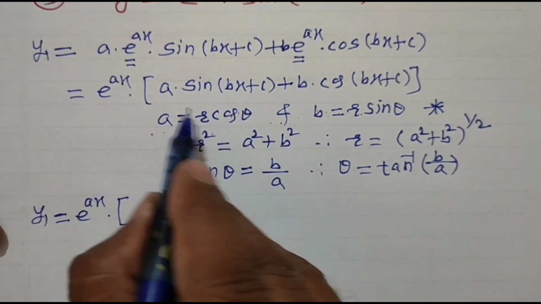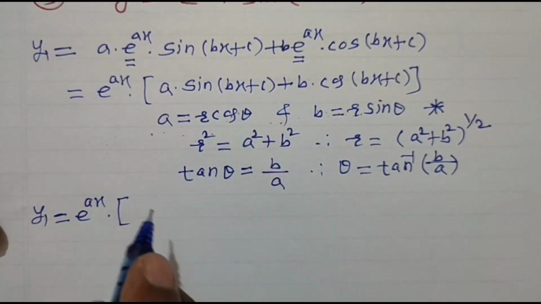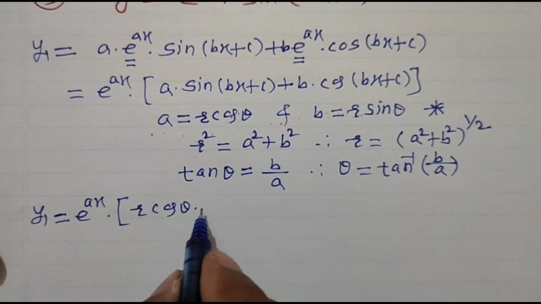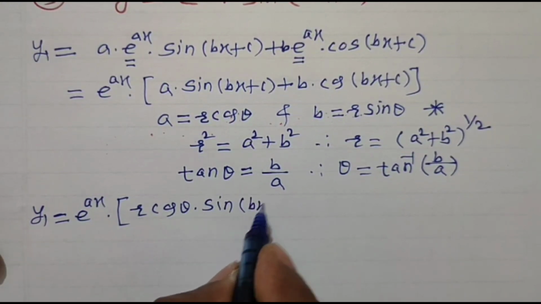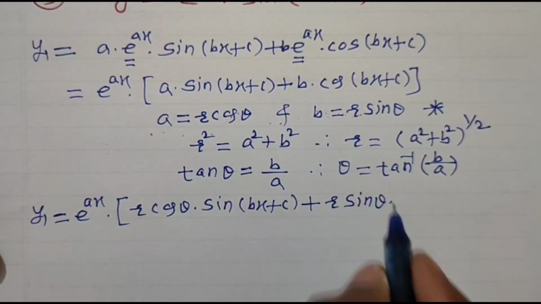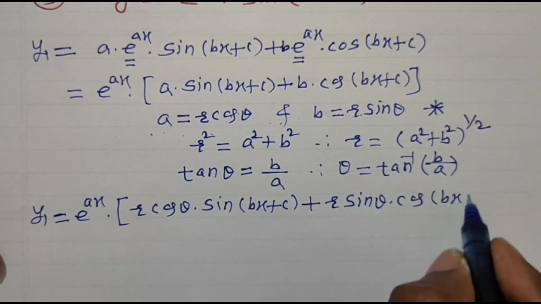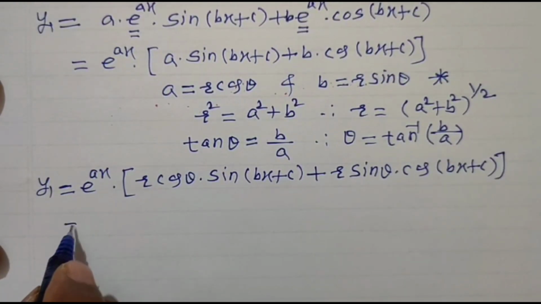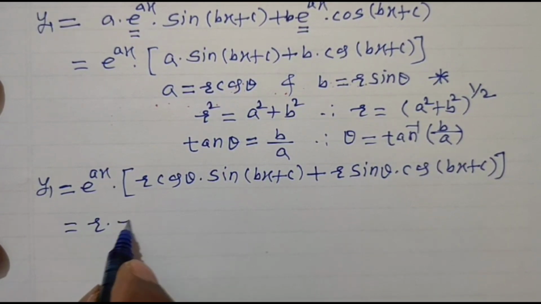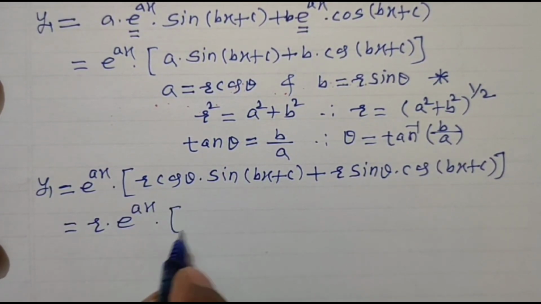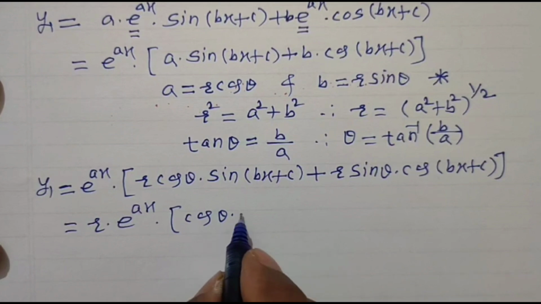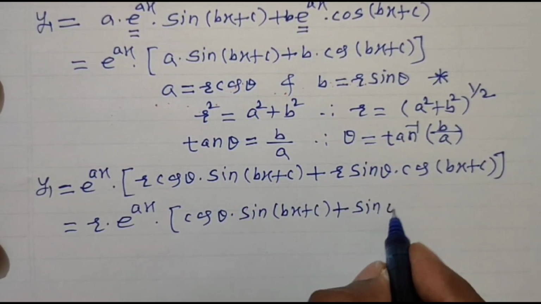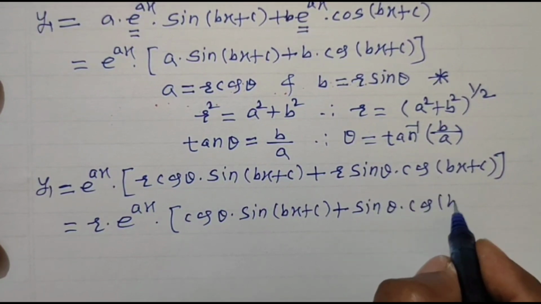Then replace a by r cos theta in this bracket only. Don't replace here. Okay, r cos theta into sine of bx plus c plus r sin theta into cos of bx plus c. Now we can take r common. So this is equal to r into e to the power ax into bracket remains cos theta into sine of bx plus c plus sin theta into cos of bx plus c.